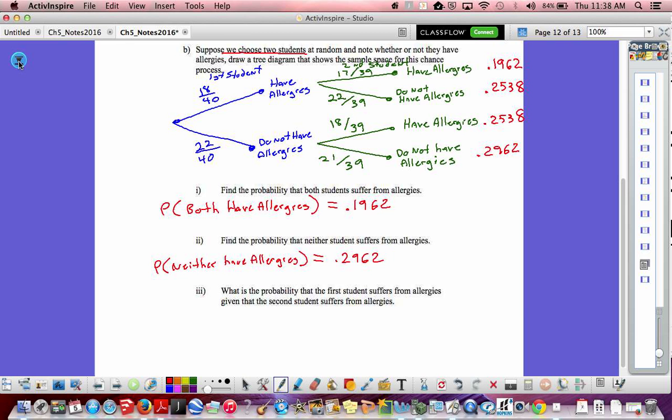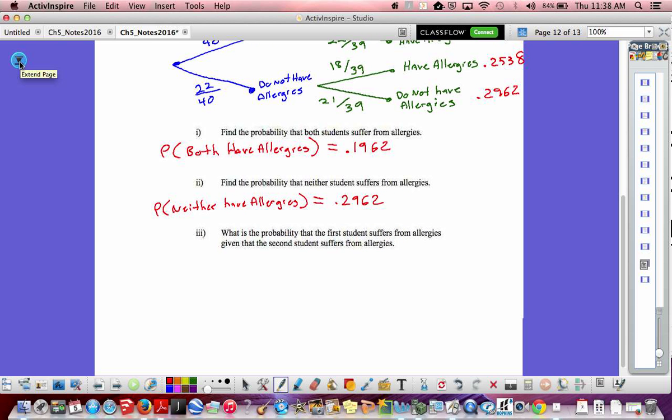We'll move this up, I'm gonna have to move it down a little bit too. So, number 3 is our challenging one. What's the probability that the first student suffers from allergy, given that the second student suffers from allergies? So I wanna know, what's the probability, okay, it says here, first student has allergies, given the second student has allergies.